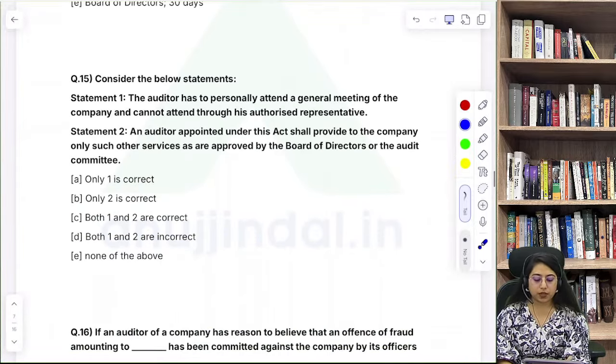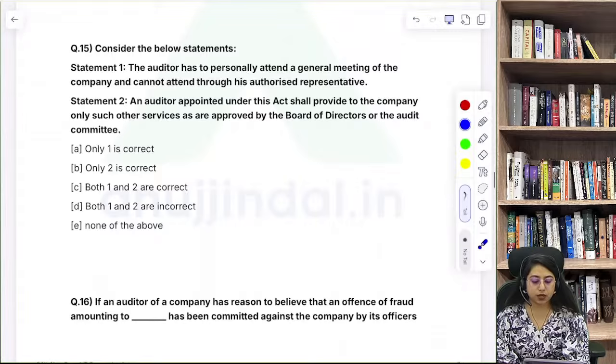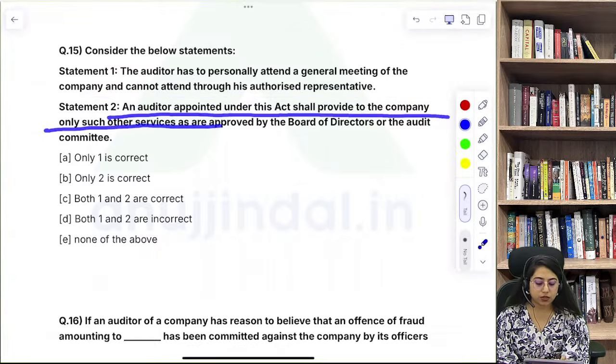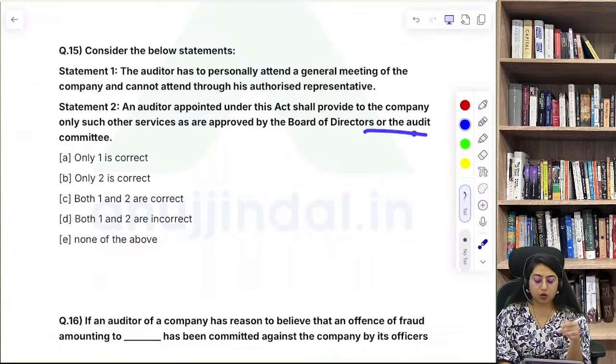Consider the following statements. The auditor has to personally attend a general meeting of the company and cannot attend through its authorized representative. An auditor appointed under this act shall provide to the company only such other services as are approved by the board of directors or the audit committee.